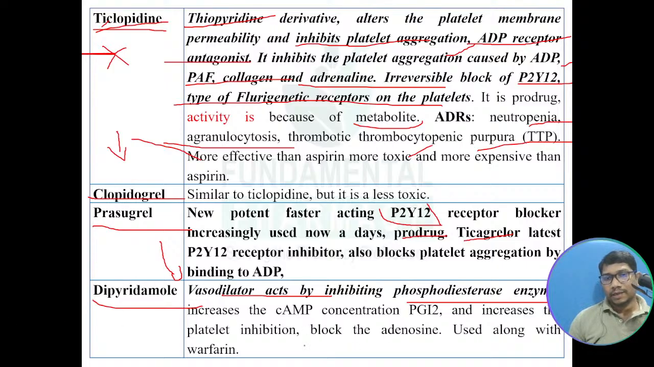क्या होता है cyclic GMP का मेटाबॉलिज्म, cyclic GMP मेटाबॉलिज्म होने के बाद में cyclic AMP बनता है, उसका मेटाबॉलिज्म ना सॉरी cyclic AMP का मेटाबॉलिज्म होकर cyclic GMP बनता है. cyclic AMP का मेटाबॉलिज्म कौन करता है? Phosphodiesterase enzyme. So it prevents the metabolism of cyclic AMP and increases the level of cyclic AMP in the platelet. So it inhibits the phosphodiesterase enzyme and increases the cyclic AMP concentration, prostaglandin concentration, increases the platelet inhibition.